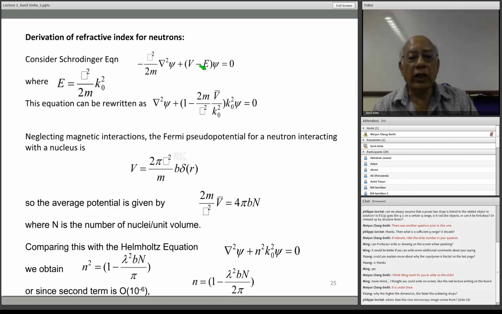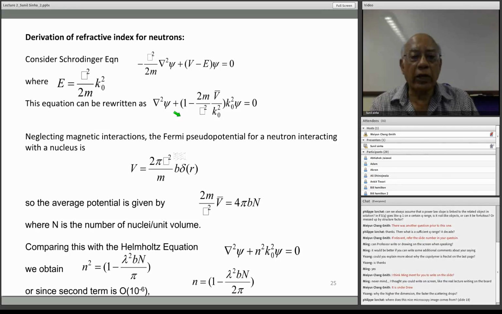This is the neutron energy. This is the neutron wave function. And the energy, of course, is h bar squared over 2m times the wave number in the incident space that it's coming in at. That's the total kinetic energy of the neutron. Now, this equation can be recast in this form.